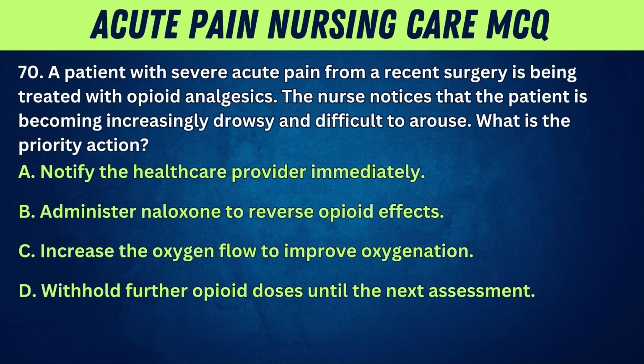70. A patient with severe acute pain from a recent surgery is being treated with opioid analgesics. The nurse notices that the patient is becoming increasingly drowsy and difficult to arouse. What is the priority action? A. Notify the healthcare provider immediately. B. Administer naloxone to reverse opioid effects. C. Increase the oxygen flow to improve oxygenation. D. Withhold further opioid doses until the next assessment.